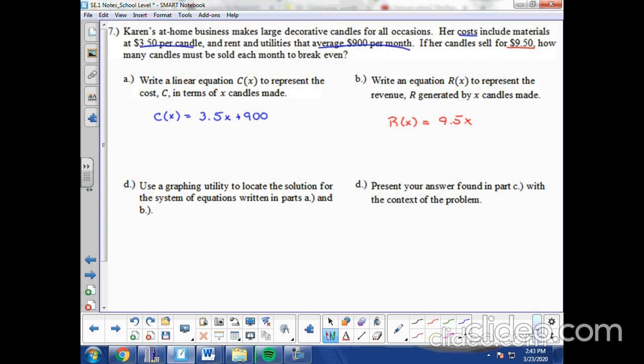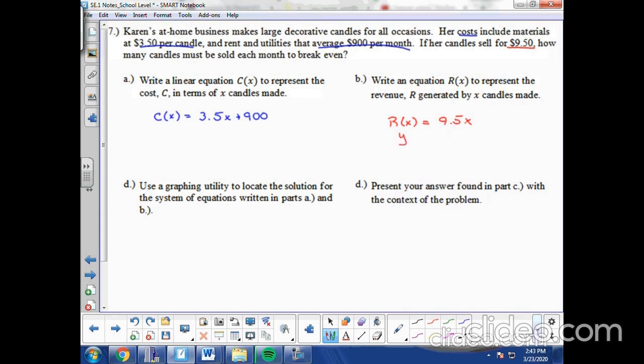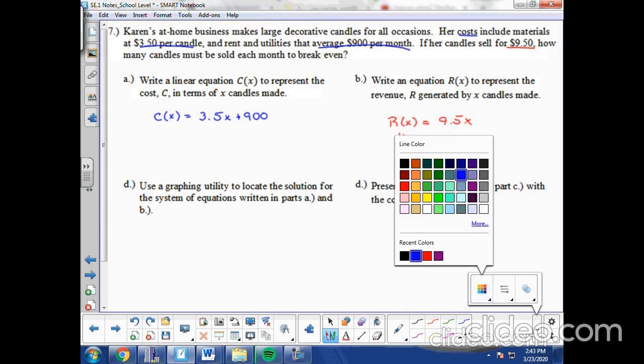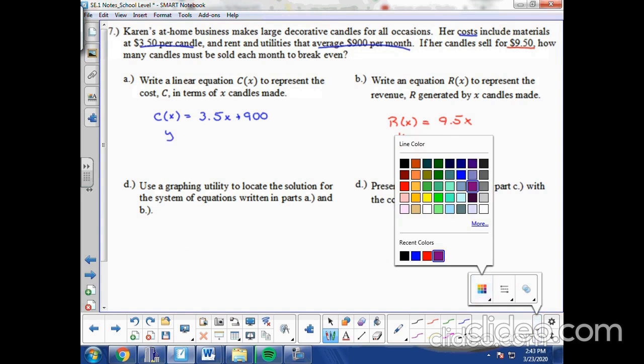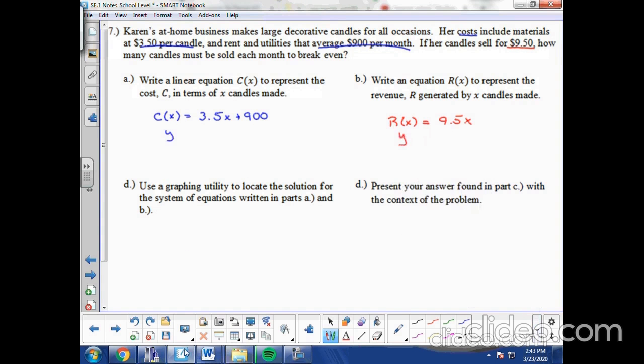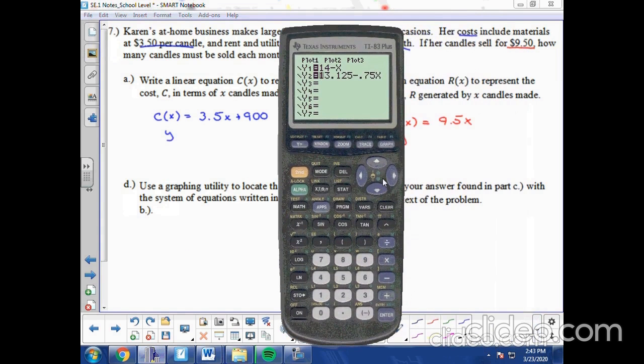Now, this is our system of equations. Remember that C of x and R of x basically just stand for y. So we can look at this as just a y, and this is just a y. In this case, we don't have to do any work to rewrite these. What we can do is go to our graphing calculator and type in these two equations.